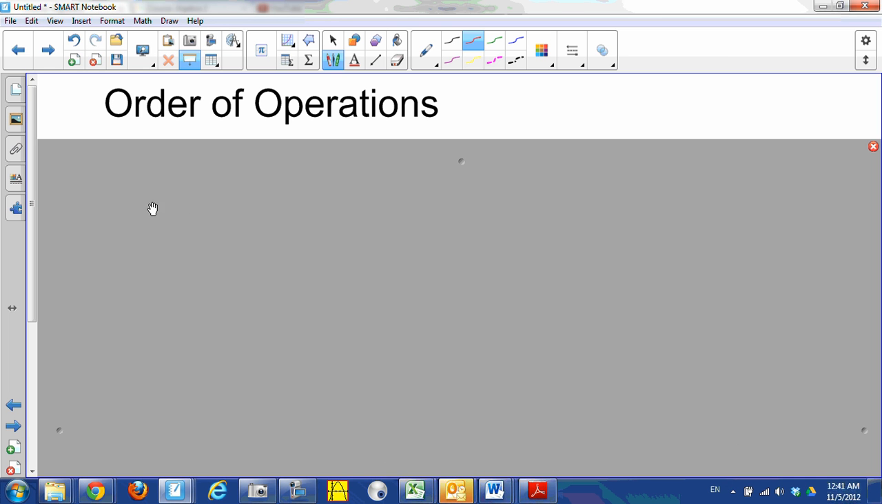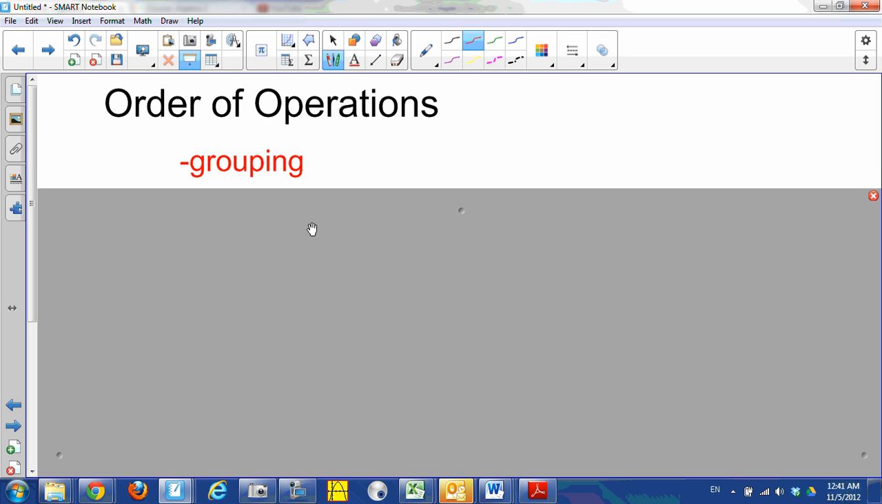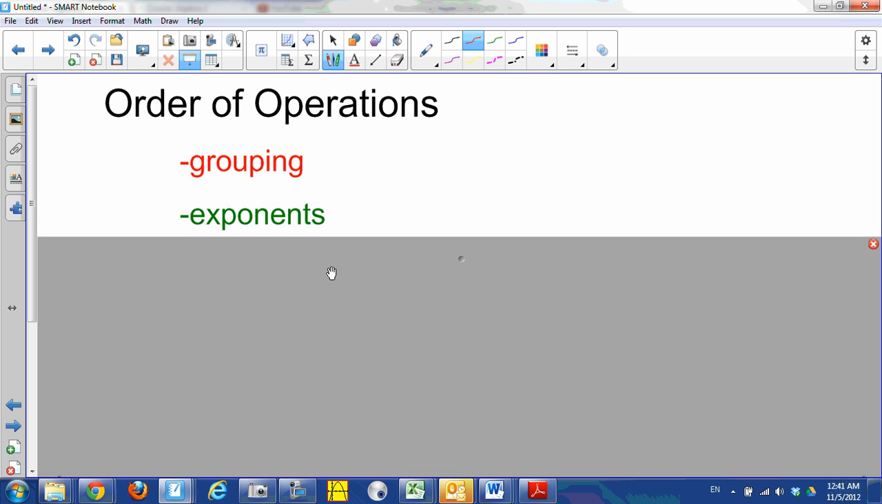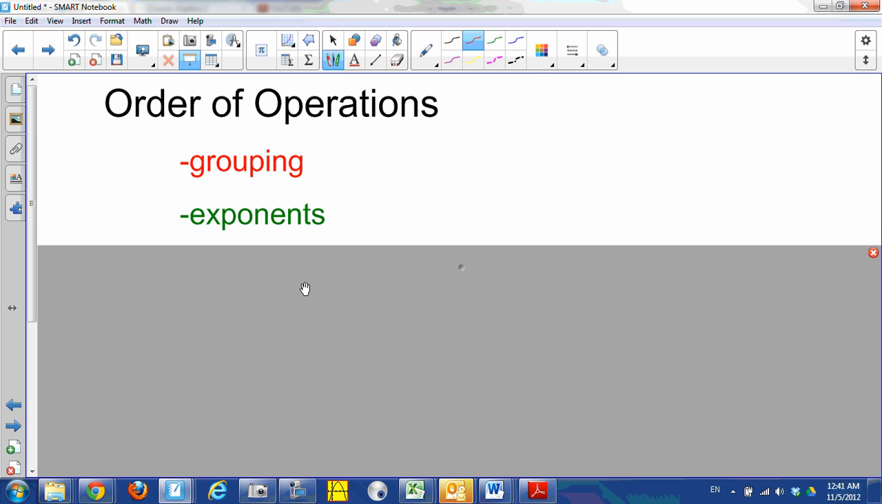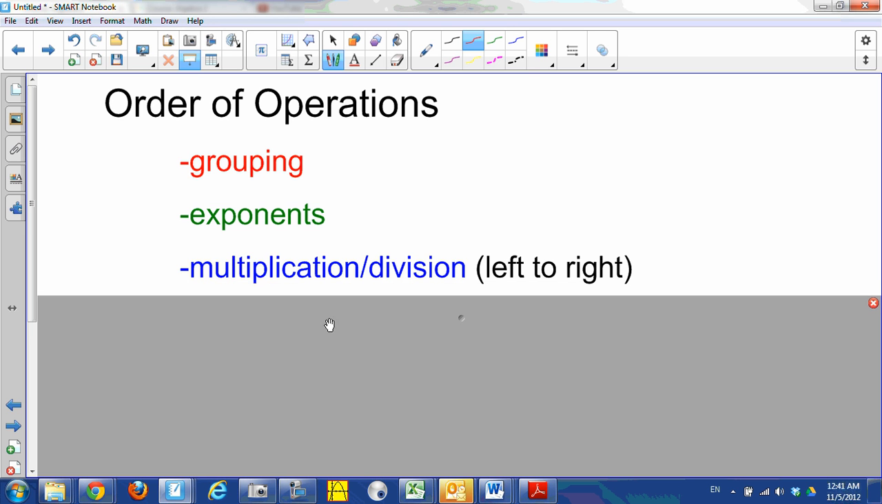Let's take a look at what I consider to be a clearer explanation of the order of operations. First, we deal with grouping. Any grouping that the expression has, we take care of that first. Then we take care of exponents. Then we take care of multiplication and division in the order that it appears from left to right, just like we read from left to right.